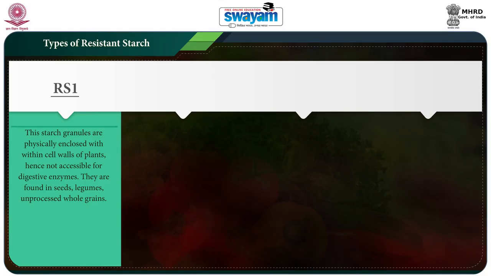They are labeled as RS1. In this type, starch granules are physically enclosed within the cell walls of plants, hence not accessible to digestive enzymes. They are mostly found in seeds, legumes and unprocessed whole grains.